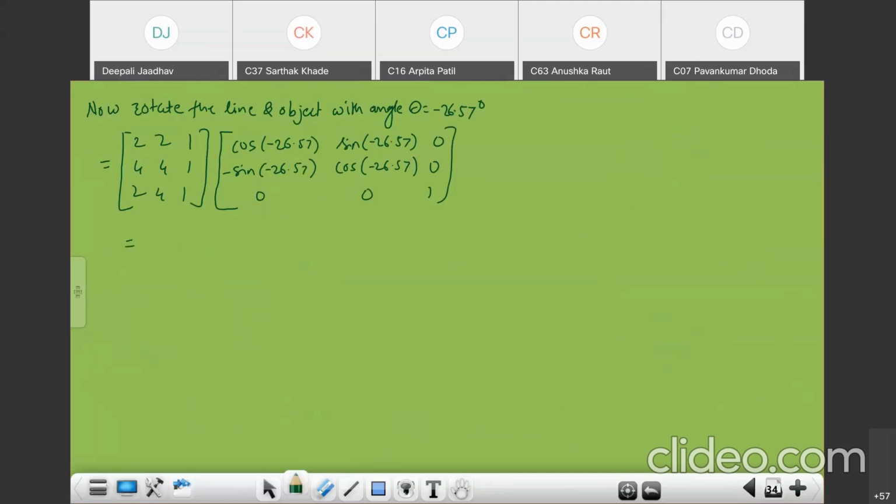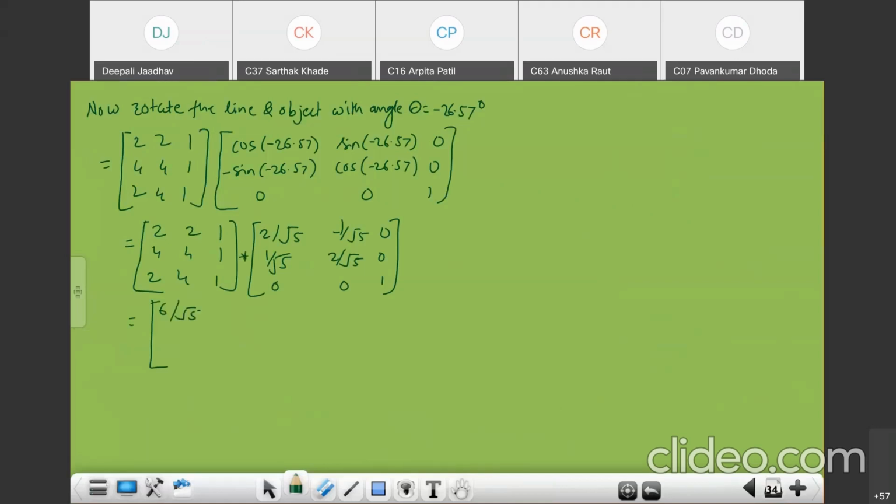Cos of minus theta is equal to cos theta, we know that. So accordingly, the result is [2 2 1; 4 4 1; 2 4 1] multiplied with, using the calculator, the values 2 by root 5, minus 1 by root 5, 0, 1 by root 5, 2 by root 5, 0, 0, 0, 1, which is equal to, multiplying this one with this one, we get 6 by root 5, 2 by root 5, 1, 12 by root 5, 4 by root 5, 1, 8 by root 5, 6 by root 5, 1.